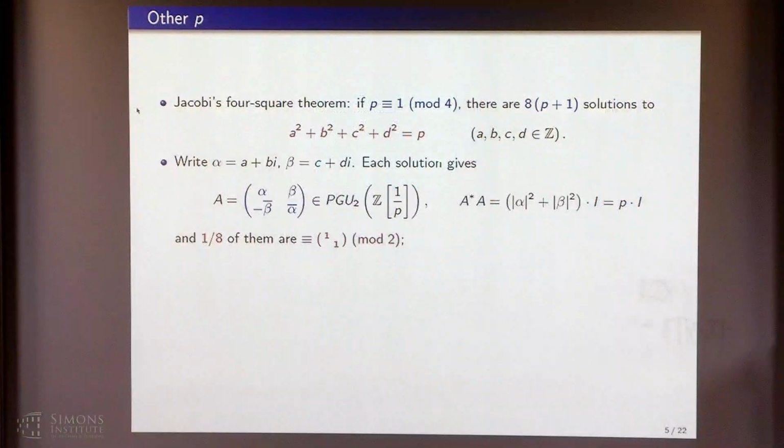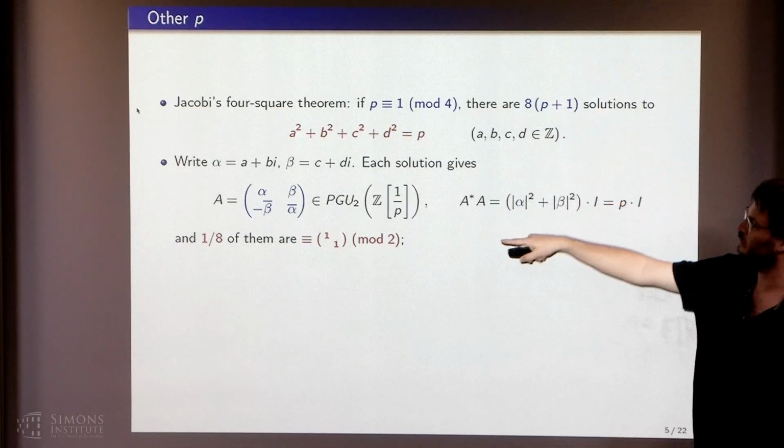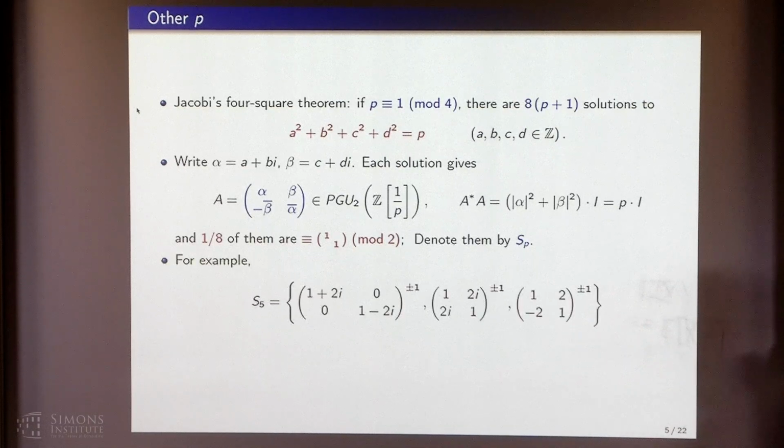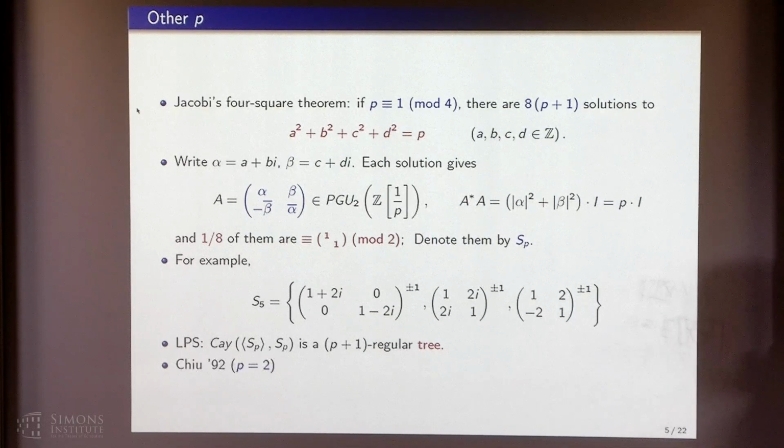Now, among these solutions, exactly 1/8 are congruent to the identity mod 2, so you get p plus 1 solutions with this additional property. We call them S_p. And here is, for example, S_5, what we saw earlier. And what they show is that for any p which is 1 mod 4, you get a regular tree. So you get a free group. And this is where the LPS graphs come from.